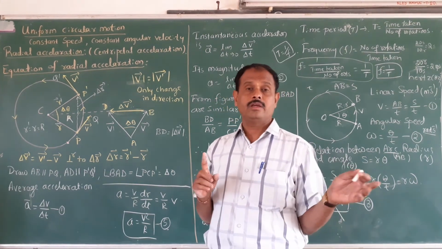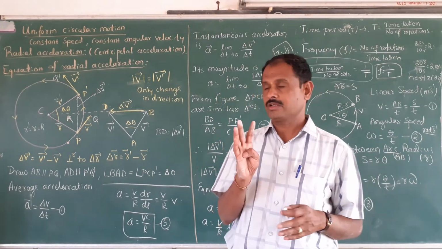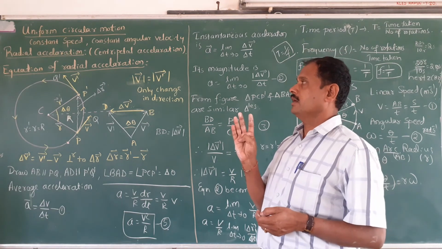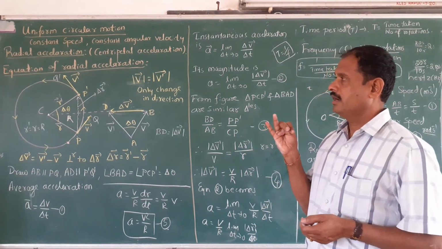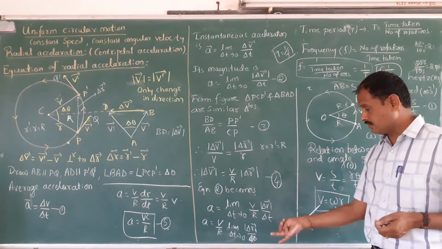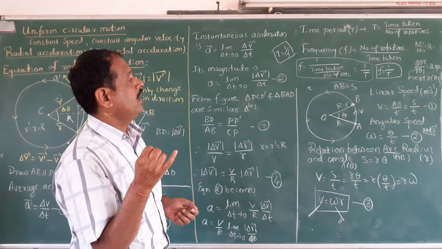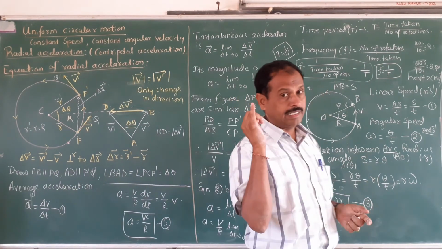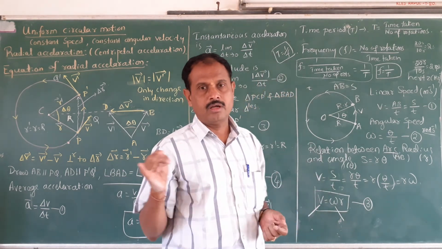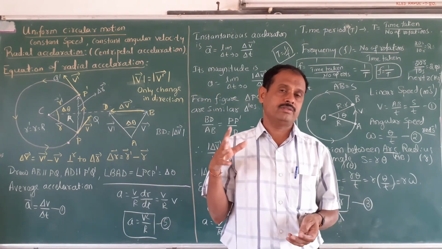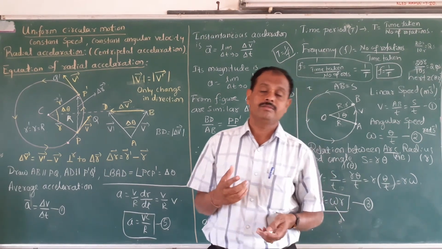Okay, today in this video clip I want to discuss uniform circular motion and an example. What is the meaning of radial acceleration? And the important derivation to obtain the expression for the radial acceleration, and the relation between linear speed and angular speed. And one more very important point we will explain here, that is time period and frequency.